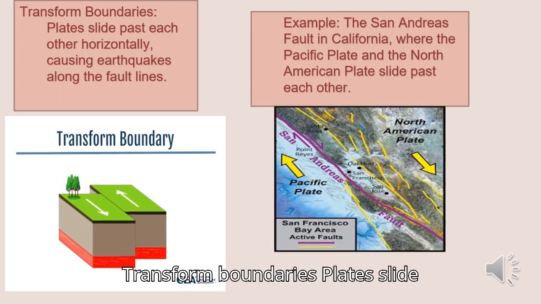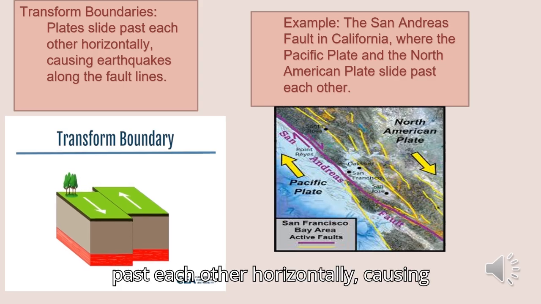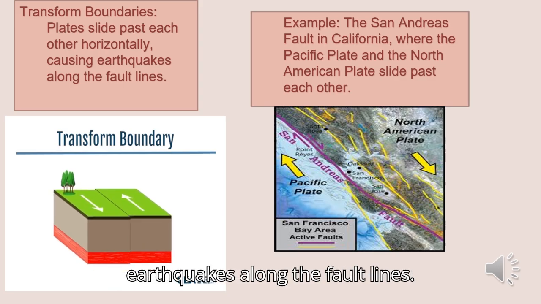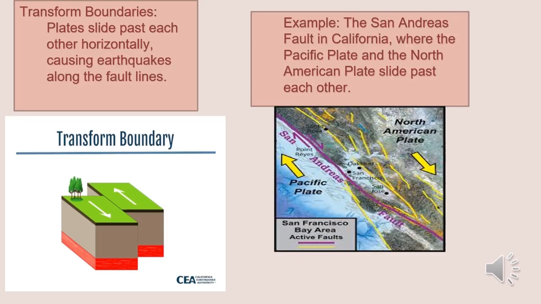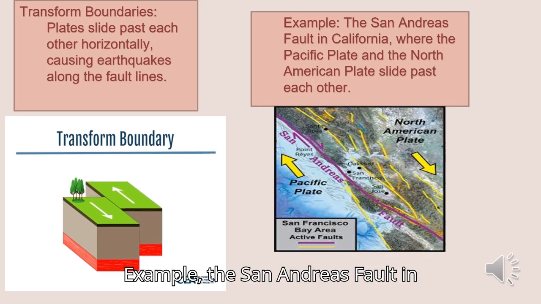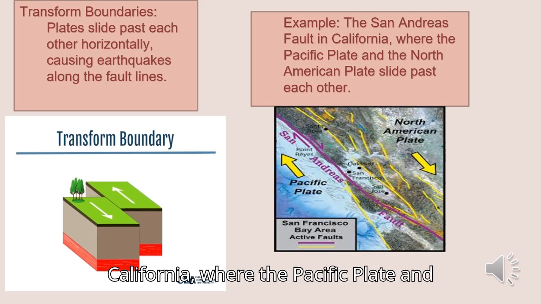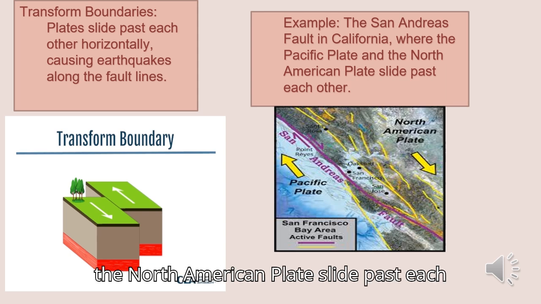Transform boundaries. Plates slide past each other horizontally, causing earthquakes along the fault lines. Example, the San Andreas Fault in California, where the Pacific plate and the North American plate slide past each other.